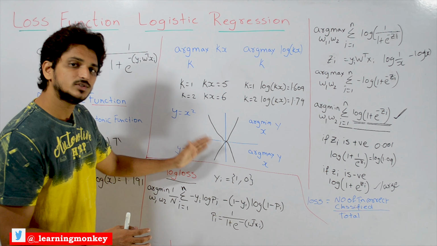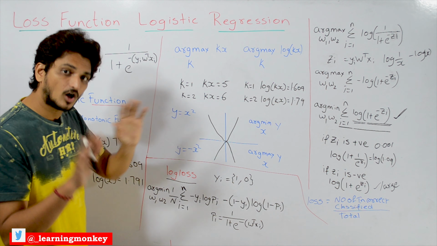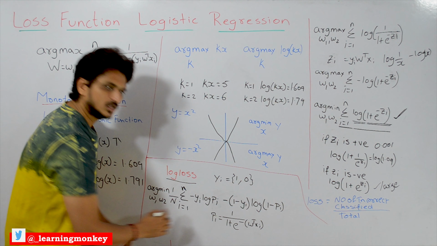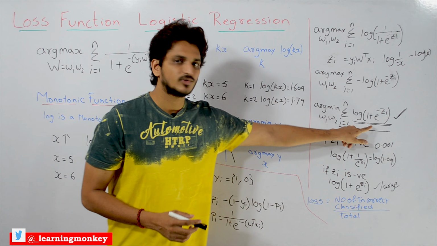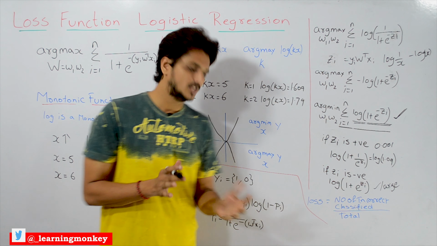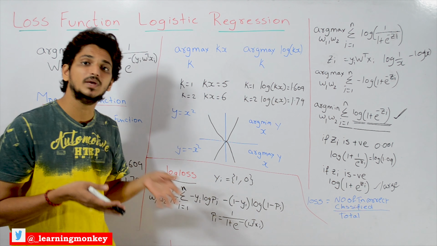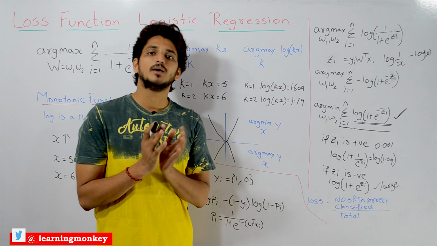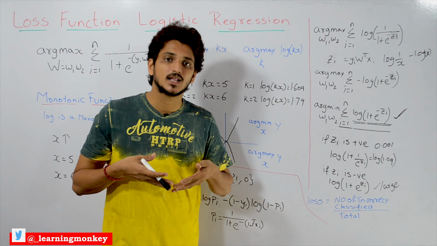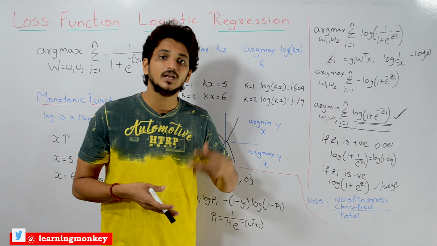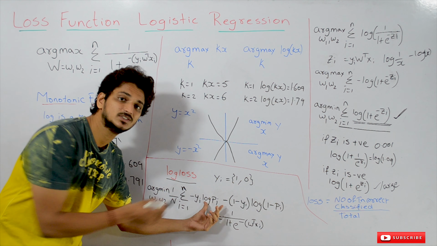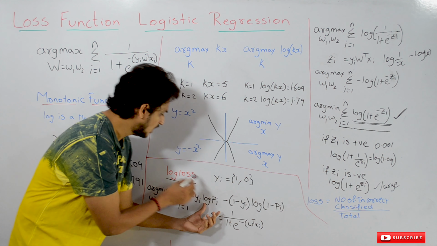If you solve using the probabilistic approach, the loss function which we get is this. This loss function will also have a minimum value. When will this loss function have its minimum value? When the number of misclassified points is less. Many of the textbooks use this loss function. This loss function we call a log loss.